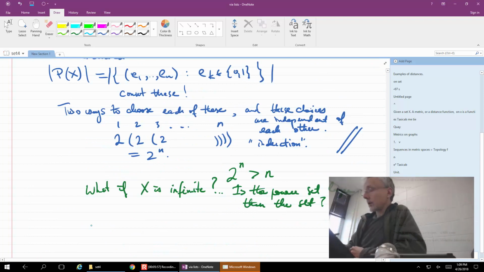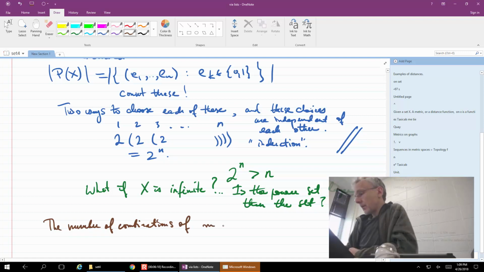That's the term. So the number of combinations of m out of n, written as n over m this way, or C(n, m). And the formula is n factorial divided by (n minus m) factorial times m factorial.